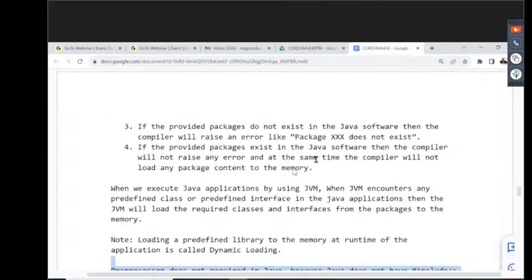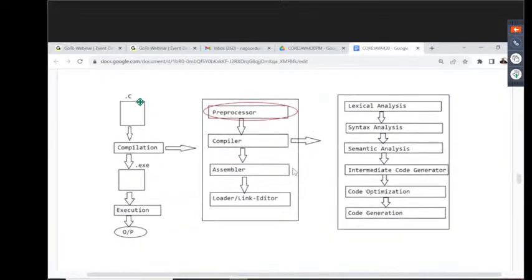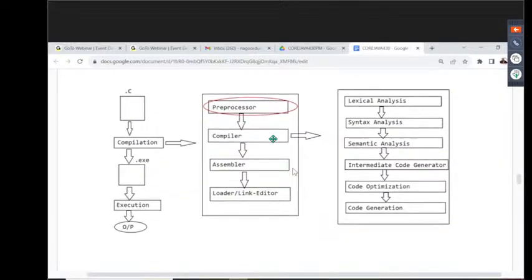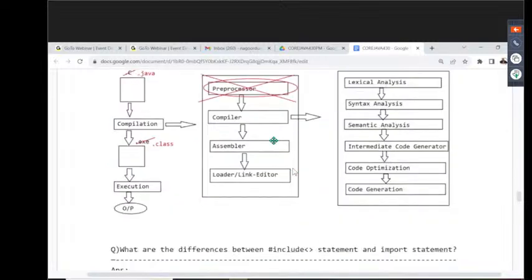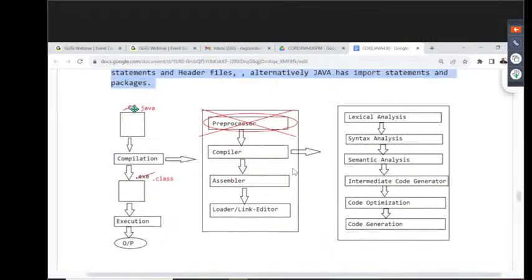Alright, so now this is the total diagram we are having. Previously we prepared a diagram with respect to the C programming language. Now this is a diagram for the Java programming language. So Java compilation, dot class, execution output. In Java, what is not available? Preprocessor is not available. Okay, compiler, assembler, loader, link editor. In the compiler again, the same steps are available clearly.